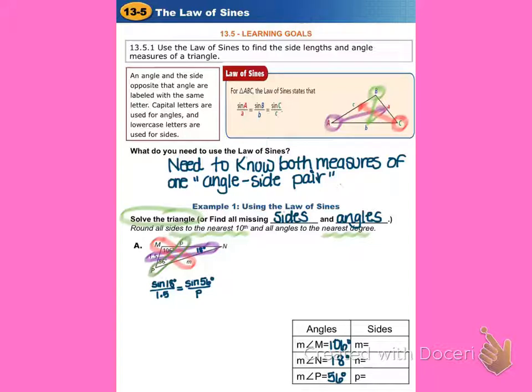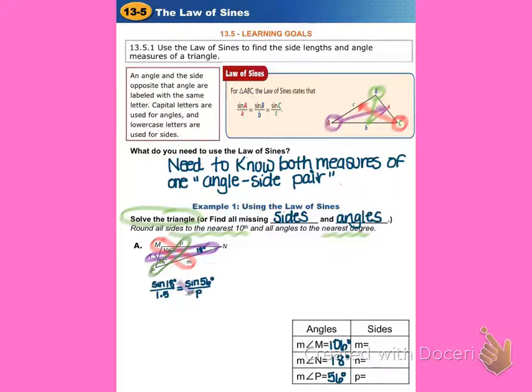Well, remember, I didn't have that angle that was 18 degrees right from the start, so it might not be an angle side pair that you are given right up front. But if you can find it very easily, then you can also use the law of sines, as we did in this case. Okay, so now we have a proportion. When we have a proportion, we can solve it by just using the cross products.